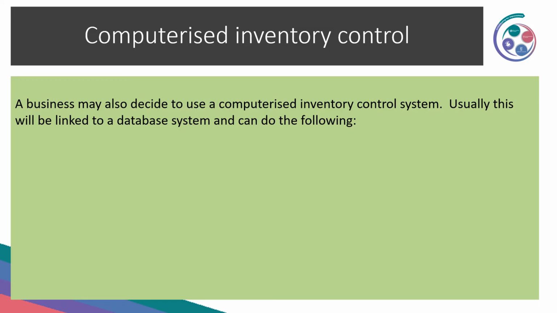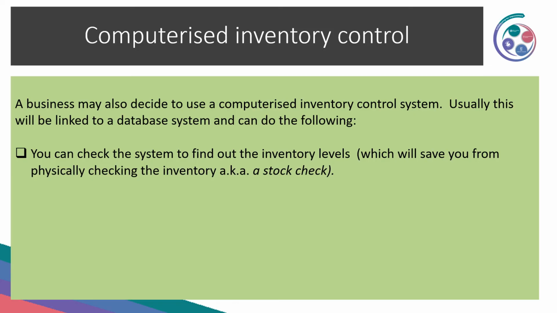Now, a business may also decide to use computerized inventory control, and it's usually linked to a database system. You might see it associated with what's called electronic point of sale. Now, if you store these things on a database, it allows you to do the following.